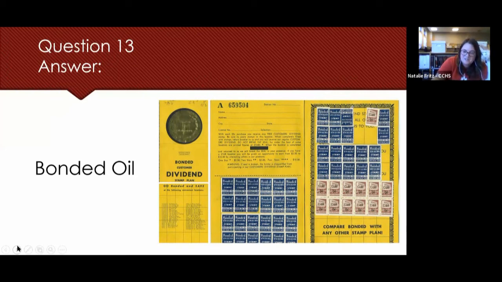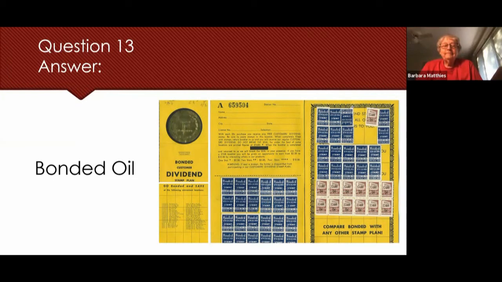And then we've got this, a more recent donation, this Bonded Oil dividend stamp book. So people would collect the stamps and then send it off and they would be paid a dividend. So money out of the profits were given to the shareholders, if they collected their stamps.